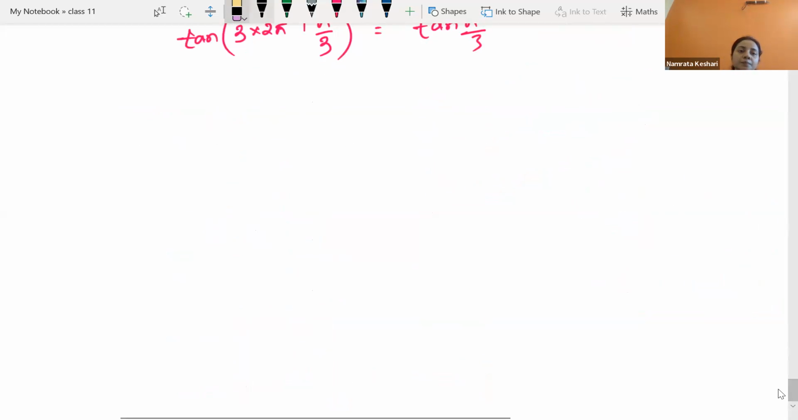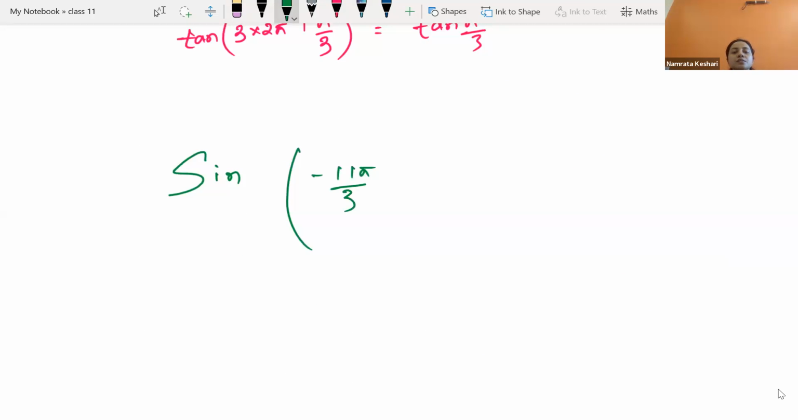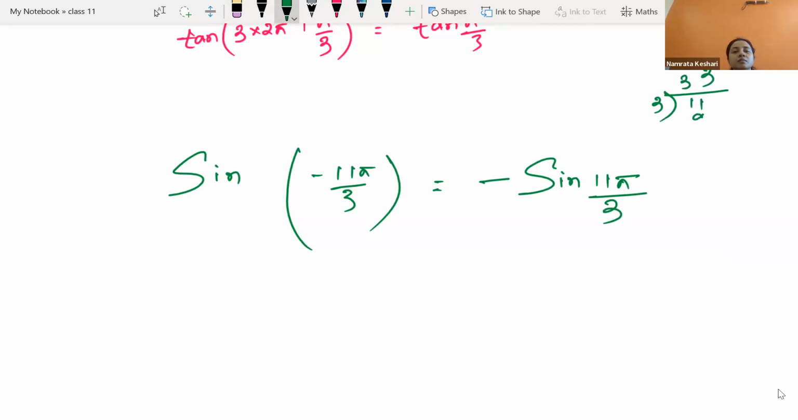We are having sine of minus 11 pi by 3. Just now we have seen the rule, and we realize this sine of minus theta is minus sine theta, right? Yes, ma'am. Now this 11 pi by 3, we need to just divide 11 by 3, this way. 3 times 3 is 9, 2 is the remainder. Can be written as 3 2 by 3, right? Right, Nabeela? Yes, ma'am.